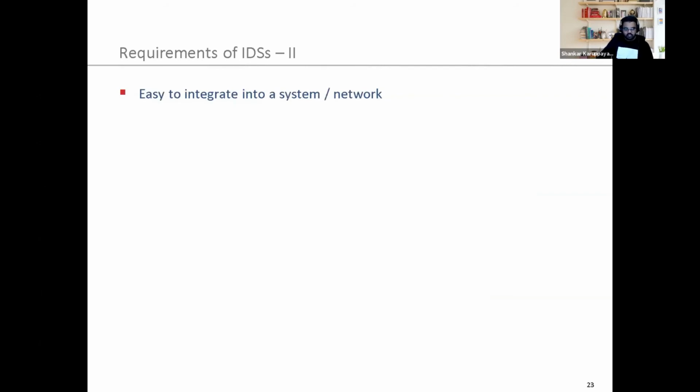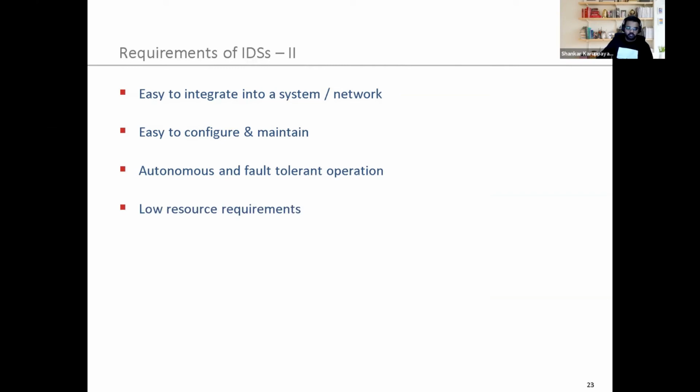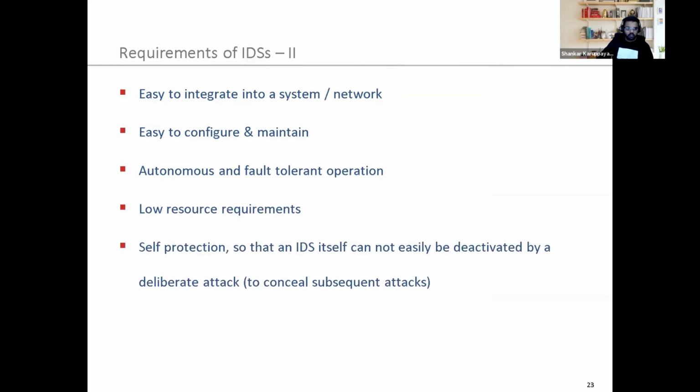Requirements of IDSs. Basically, we need it to be easy to integrate into existing systems or networks. It has to be easily configurable and maintained by the administrators. And it should be autonomous and fault tolerant in its daily operation. And of course, it should require low resources. Otherwise, we have to dedicate a big chunk of resources just for this.